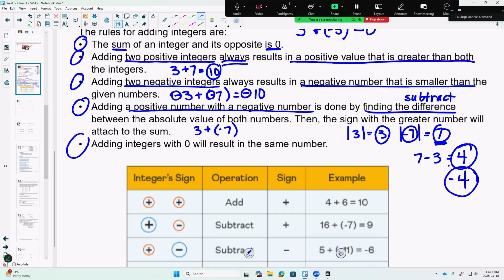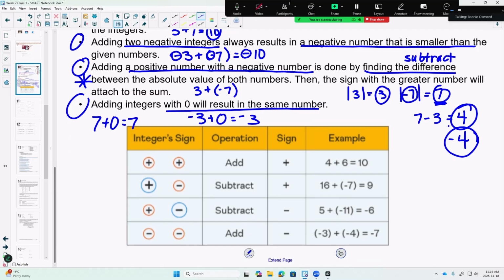And then, so this one is a bit tricky. You have to be careful with this one. Adding integers with 0 will result in the same number. So negative 3 plus 0 equals negative 3. 7 plus 0 equals 7. So whatever the number is that you're adding to 0, that's going to be your answer.